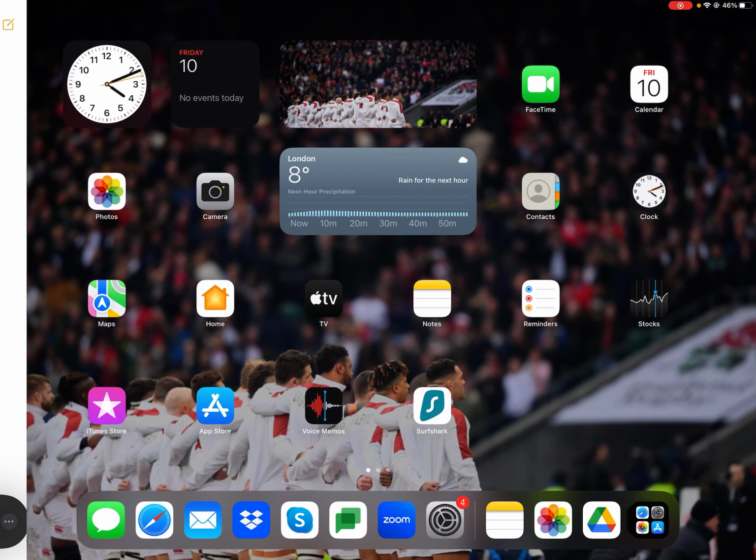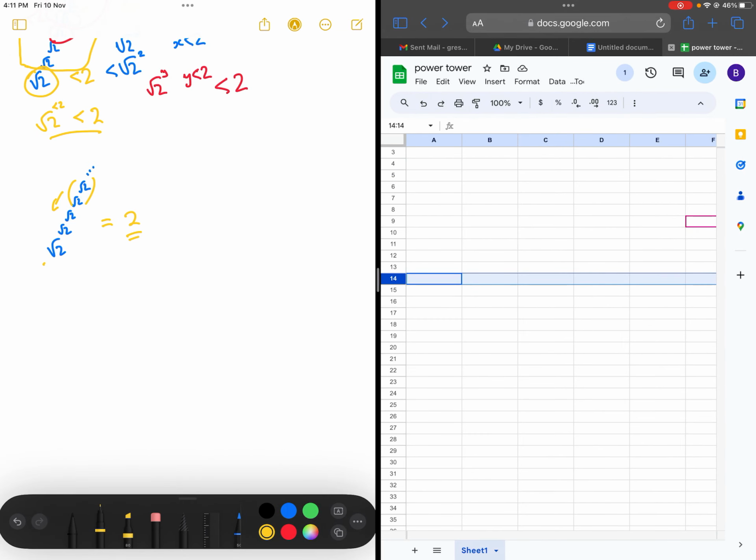Let's just open Google Sheets. Okay, so we've got Google Sheets here. So what we're going to do is put here square root of 2. And let's call this one the bottom up. And let's call this one here the top down. So we've got the bottom up. Let's put in here the square root of 2. So that's our first, that's our bottom one. And here again we put equals the square root of 2. Okay, so far so good.